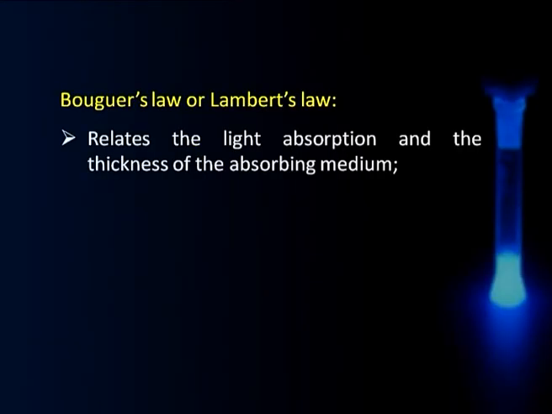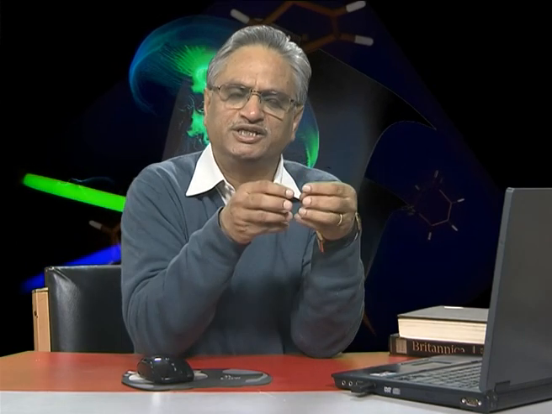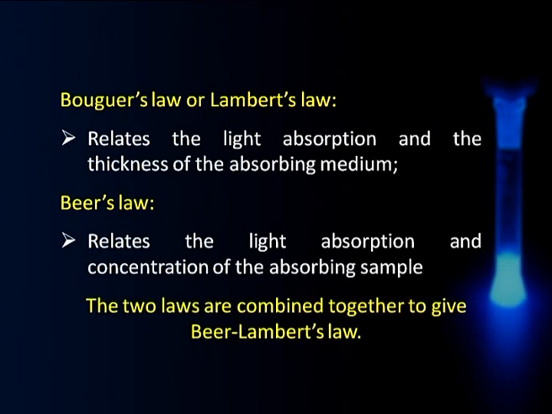The Lambert's law or the Bouguer's law basically relates the light absorption and thickness of the absorbing medium. On the other hand, Beer's law relates the light absorption and the concentration of the absorbing medium. That means, suppose I have a sample here in this container. When the radiation is falling, how much radiation is getting absorbed will depend on the thickness of the medium, because when the thickness is more, more molecules are there to absorb this radiation. Similarly, it also depends on the concentration. So, the dependence on thickness is given by Lambert's law, and that on the concentration is given by Beer's law. And these two laws can be combined together to give what is called Lambert-Beer law or Beer-Lambert law.